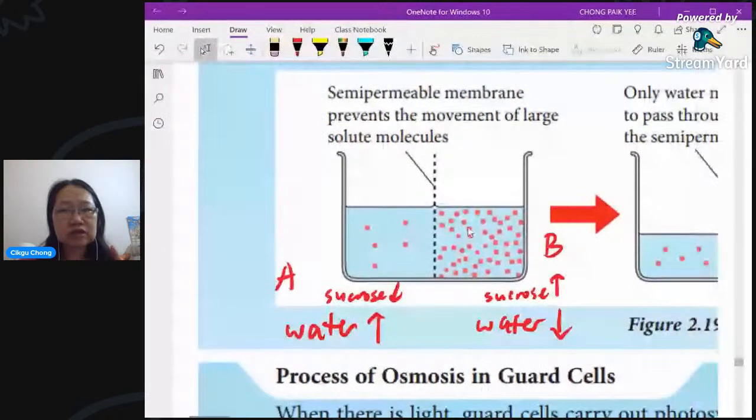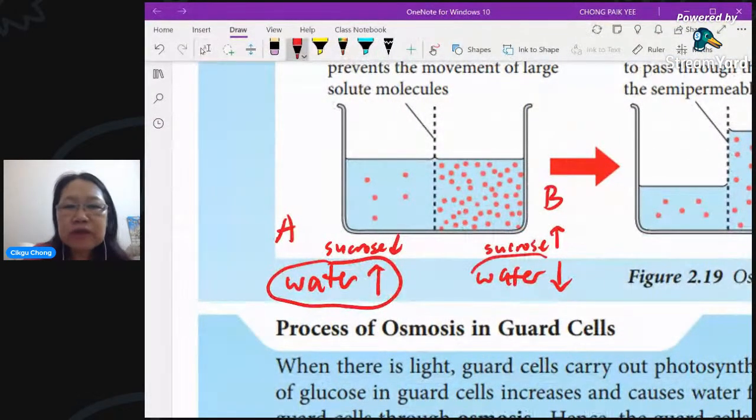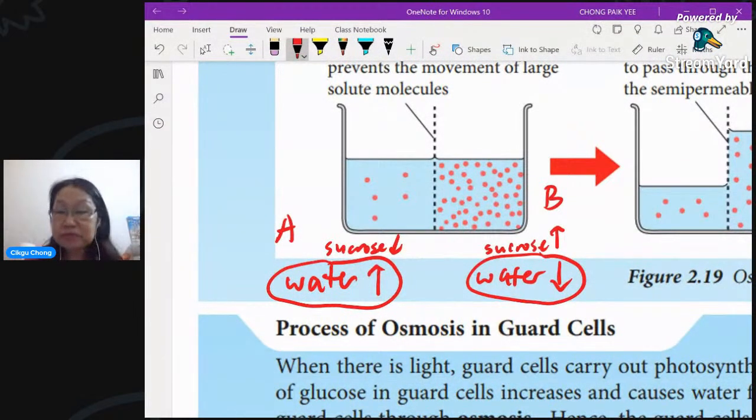You find there is more water on A and less water on B. One side more, one side less. Remember, diffusion always happens from an area of high concentration to an area of low concentration. Even though you have this membrane separating them, no problem. This is a semi-permeable membrane. Water is very small, the molecule is very small, so it can pass through.